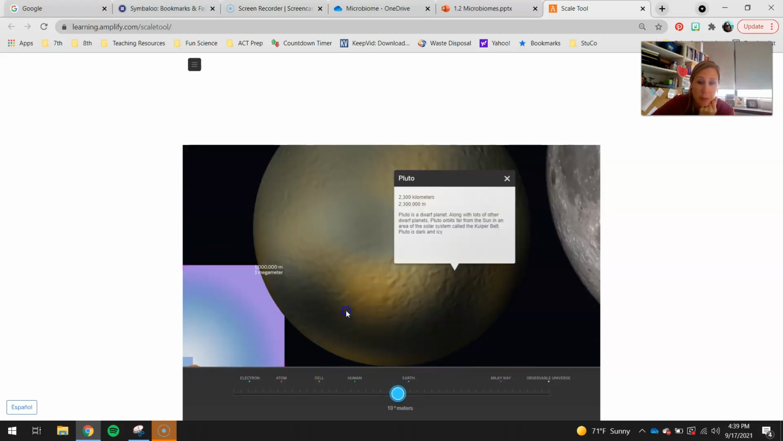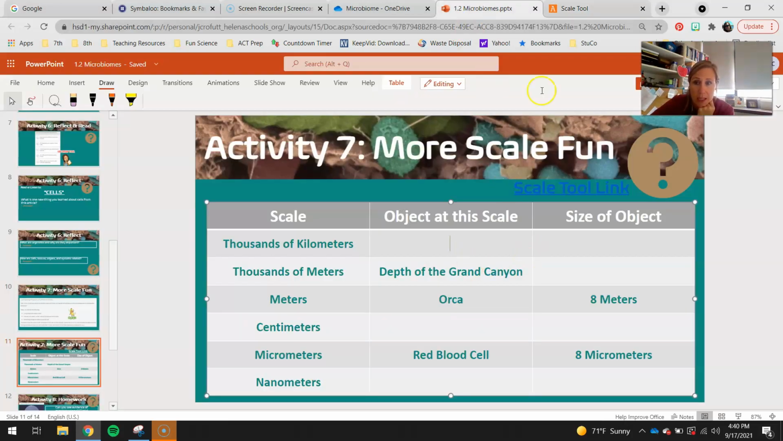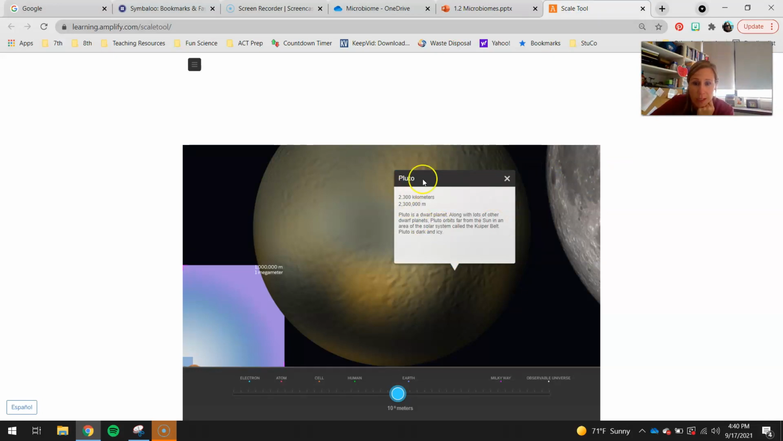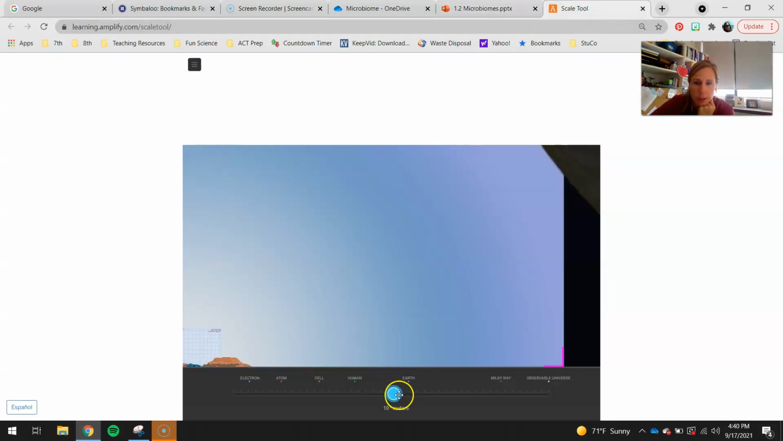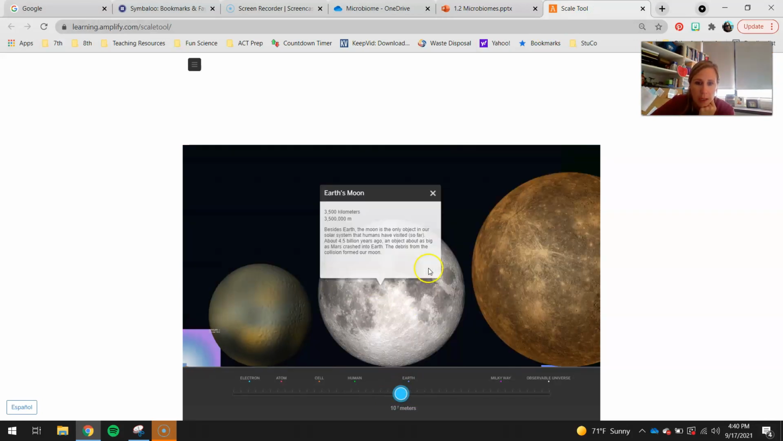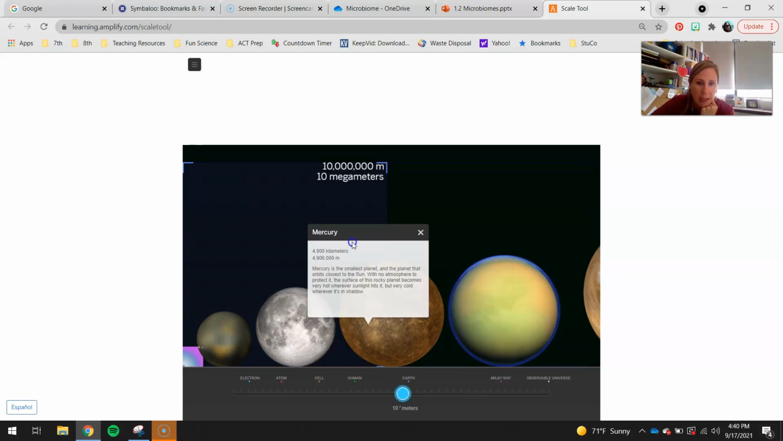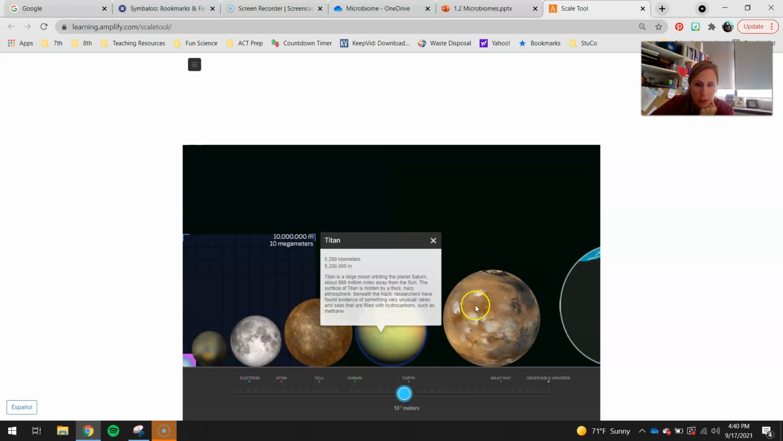Okay, our next object is Pluto. So there we go. There's something that is thousands of kilometers. So we can go ahead and say object at this scale, and we can type in Pluto. There might be more than one option if we look a little bit bigger than Pluto. The moon's thousands of kilometers as well, so that would work. Mercury is also a couple thousand kilometers.